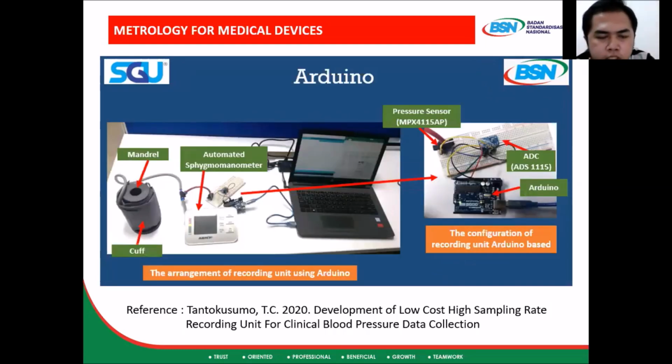In the first stage, we arrange the recording unit by using the Arduino, the pressure sensors and the ADC. This ADC is 16-bit, so this is more than 12-bit as stated in the ISO. And this is the configuration.